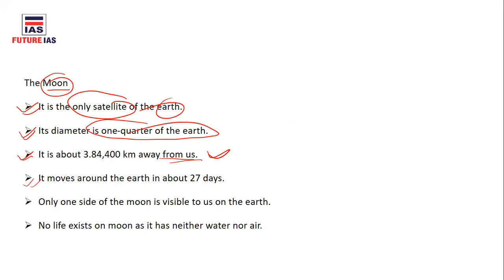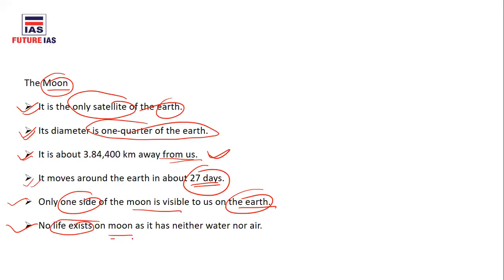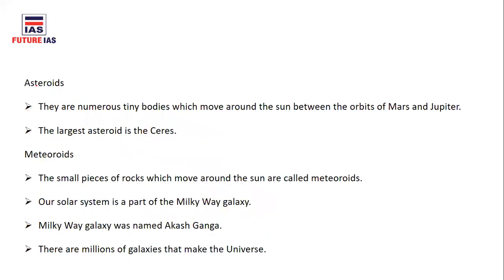And the moon takes around 27 days to complete one round around the Earth. So you can say that the revolution period of the moon, to complete one revolution around the Earth, is around 27 days. And only one side of the moon is visible to us on the Earth because it is continuously rotating along with the Earth also. Now, as per the latest discovery, no life exists on the moon, and it has neither water nor air. So there is no life on the moon because there is no water and there is no air on the moon.